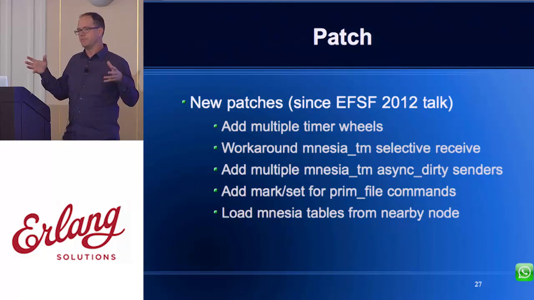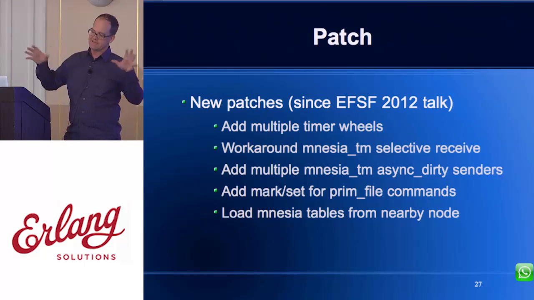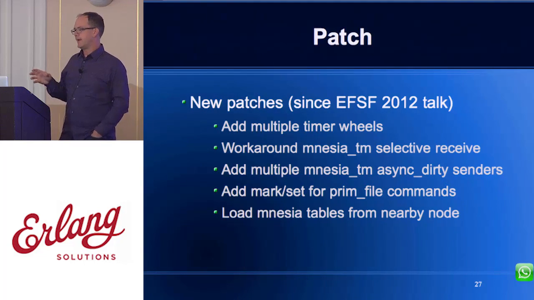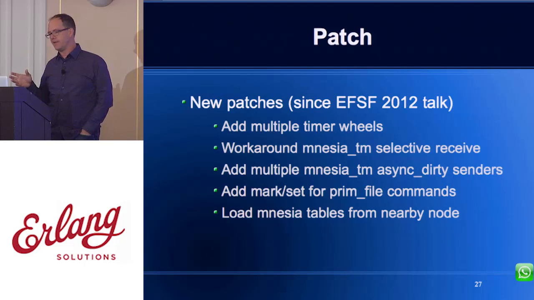So I split that into multiple timer wheels. There's basically one per scheduler. I mean, they're not tied to a scheduler, but it's on the same order. And that basically eliminated that contention and gave us pretty clean stats on lock contention using lock counting.